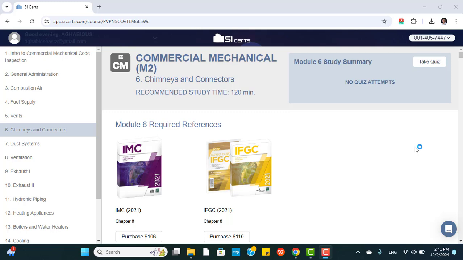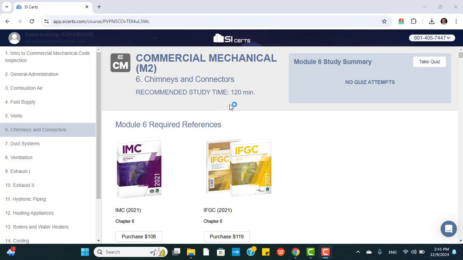Now we will continue the course for the Commercial Mechanical Inspector exam, this is M2. We are now in chapter number 6, Chimneys and Connectors. Chimneys and connectors, recommended study.